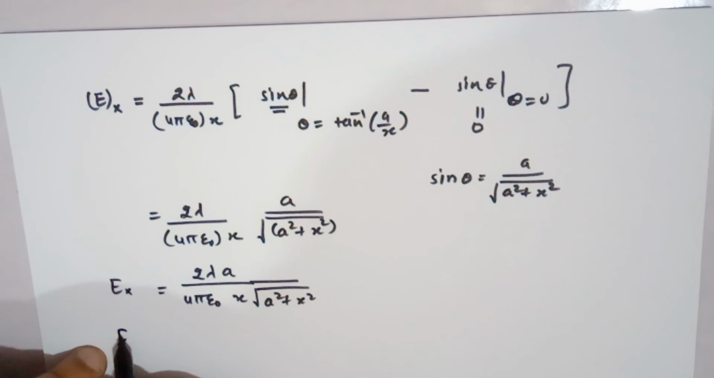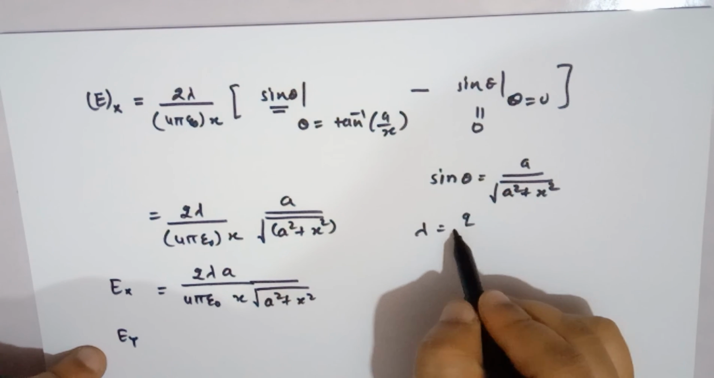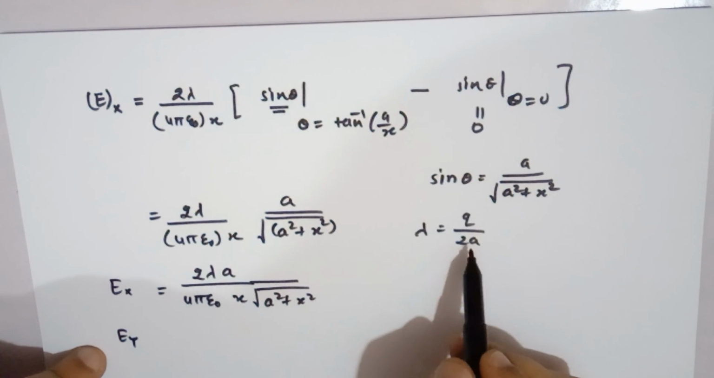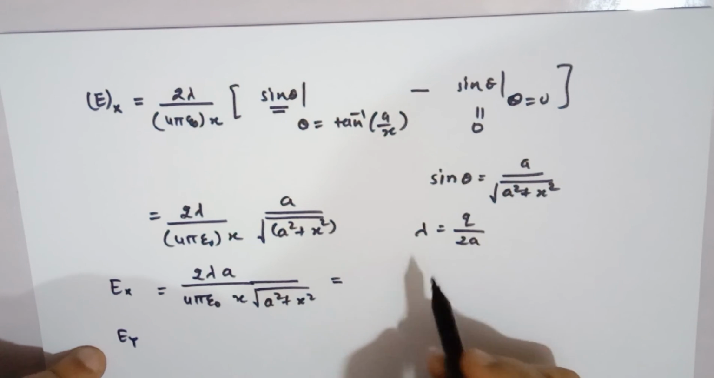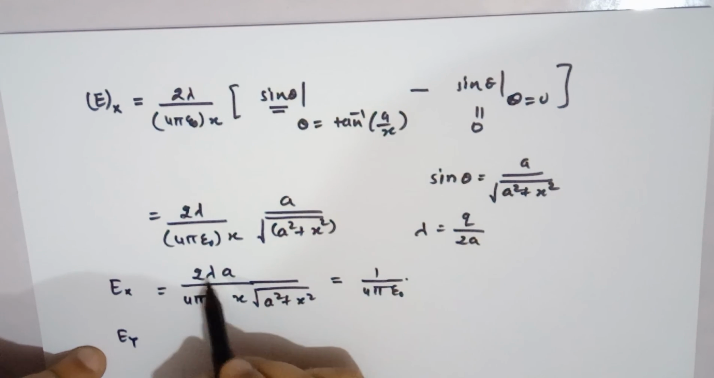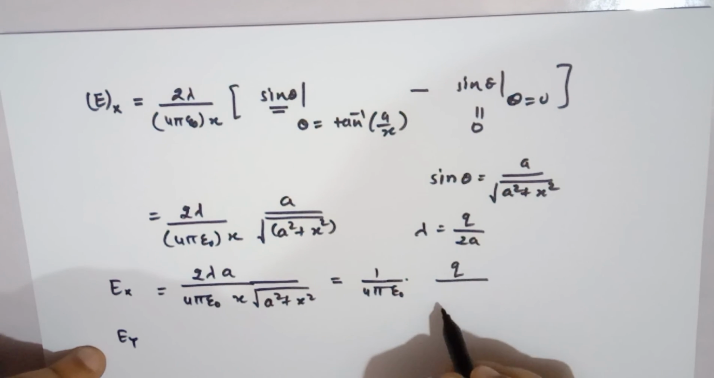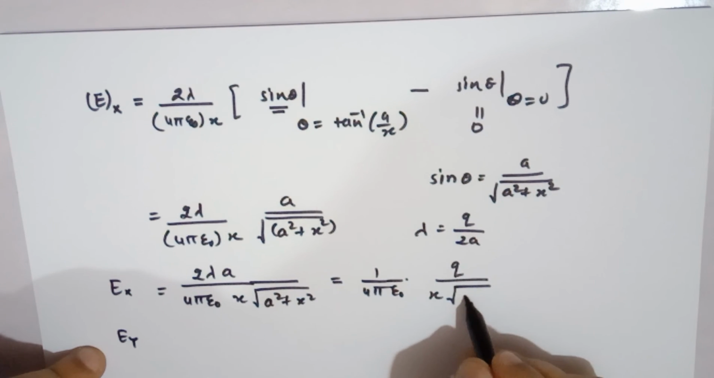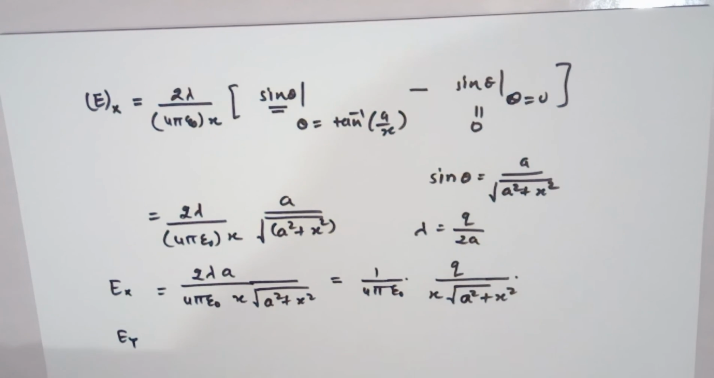Similarly, the electric field along the y-axis can be calculated. You can also replace lambda with q divided by 2a. The 2a would cancel out, and only q would remain, so it would be 1 by 4 pi epsilon naught, q, x, and the square root of a square plus x square remain. That is the electric field along the x-axis. Along the y-axis it would be 0.